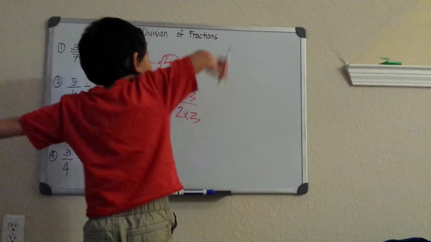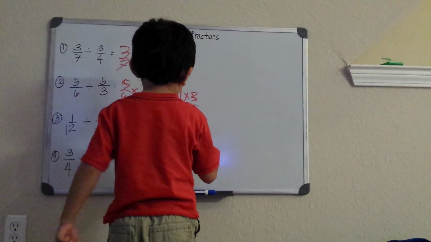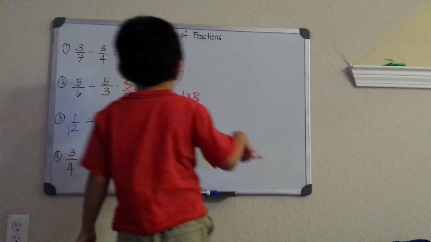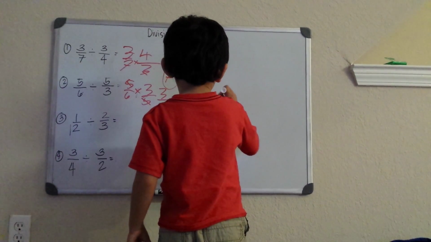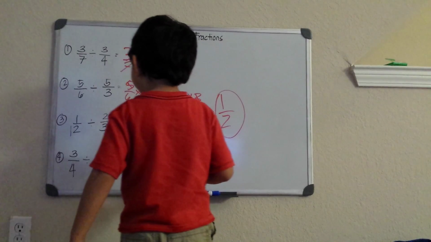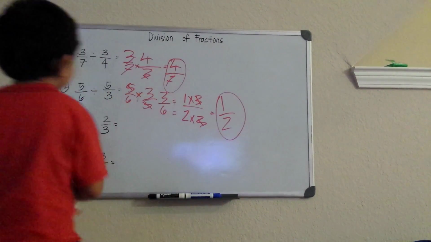Well, we can just get rid of that 3 over 3 and cancel them. We cancel common factors, and then when they're gone, we can do that. It's equal to 1/2. So, 1/2. Okay. That is only a 2.